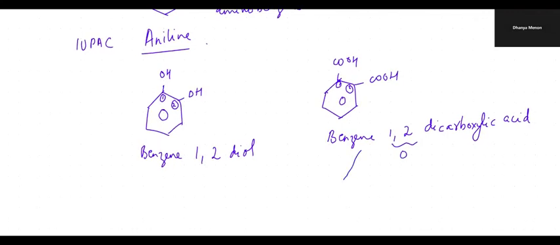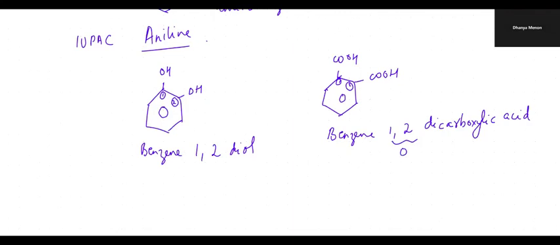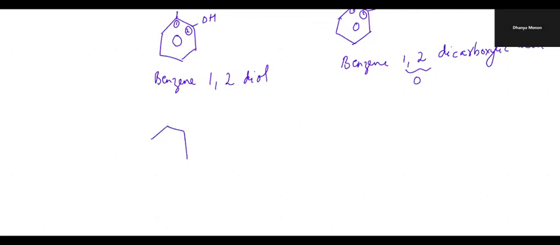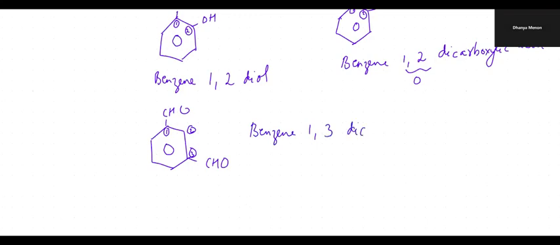So similarly, if you have aldehyde groups, so 1, 2, 3. So you have aldehyde groups at the first and the third position. So benzene 1, 3, dicarbaldehyde.